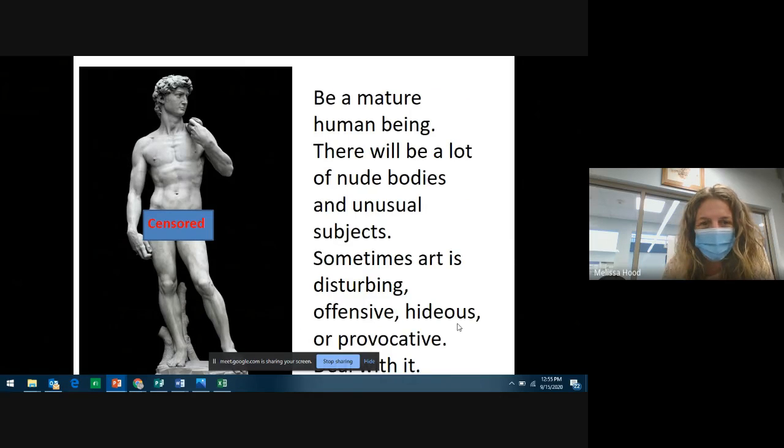One thing I always warn the students about is that there are lots of nude bodies, and some art is offensive and disturbing and provocative, and we deal with that because that's part of humanity, and that's what happens in this course. But luckily in Arts 182 we don't see too much craziness. We're going to look mostly at art from medieval times through the Renaissance all the way up through Impressionism.